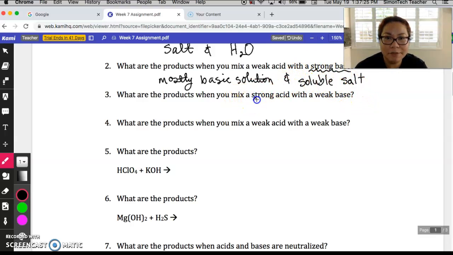And you can guess that the strong acid would overtake the weak base. So the product will be mostly acidic and also a possible soluble salt.